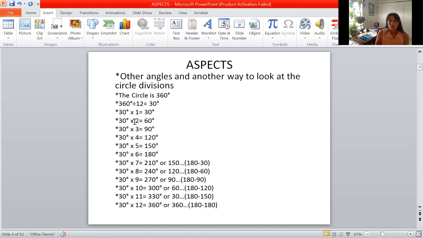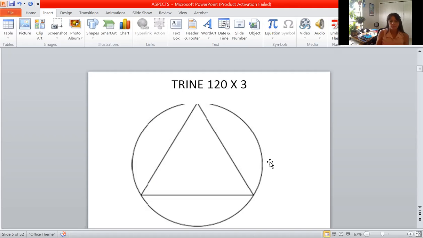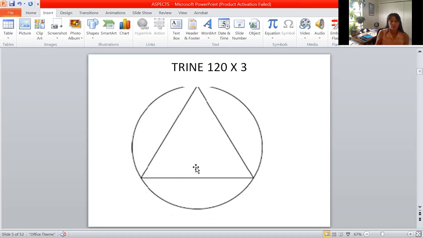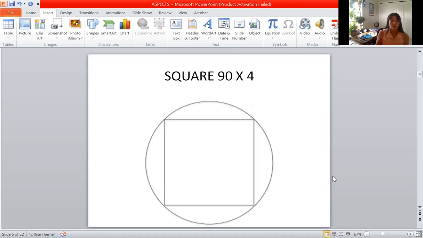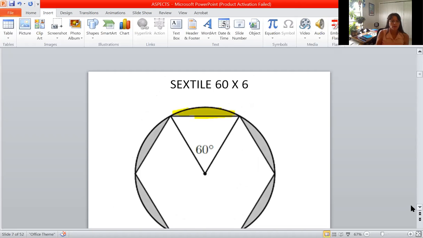So we could take all those numbers, those 30 degrees, each of those, and they're all going to give us one of these types of angles or aspects. All right, the trine, there's 3 of them. There would be every 120 degrees, we would have a point. Here we go. The square is every 4. So, and I'll show you this on a chart, but I just want you to see it this way. The sextile.